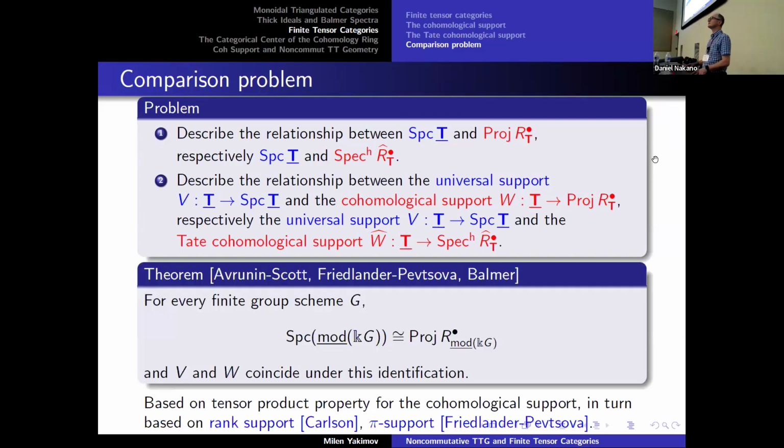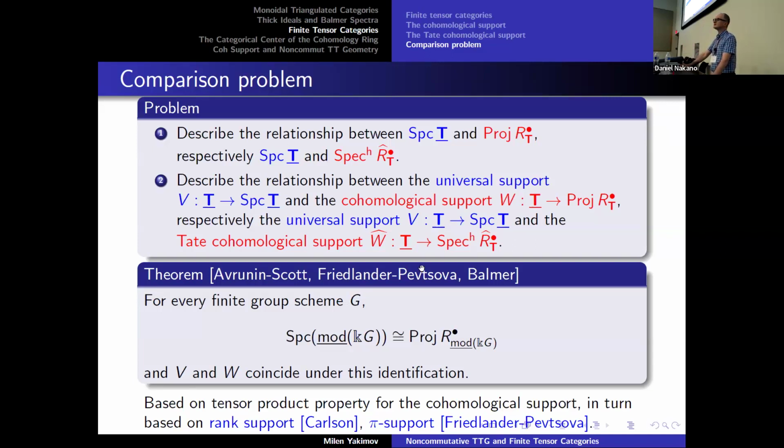Now, there are some very fundamental theorems that settle this in some extremely important situations. These theorems say that basically there are homeomorphisms. These things are exactly the same. First, in the case of finite groups, this was very heavily based on Jon Carlson's rank support varieties, which established that the cohomological support has the tensor product property, and out of it, it was proved that these two things are homeomorphic.